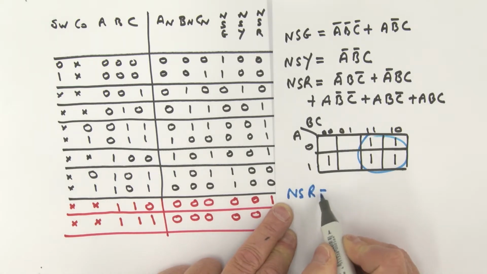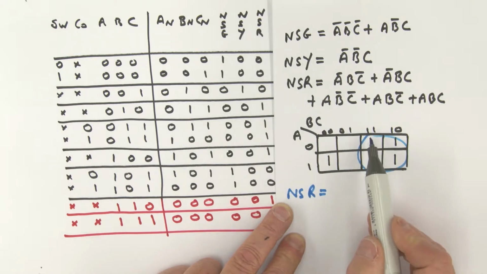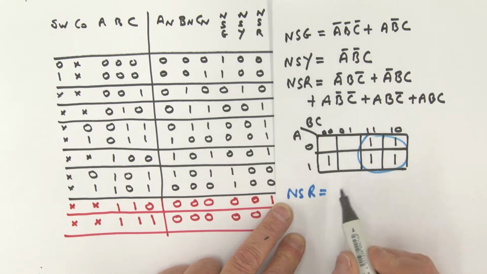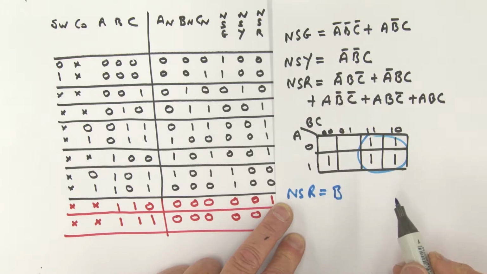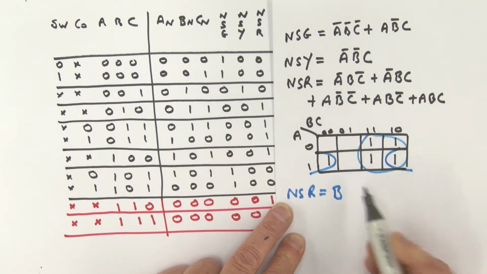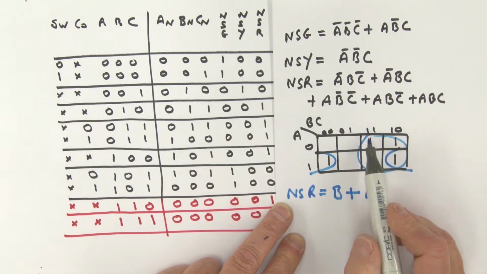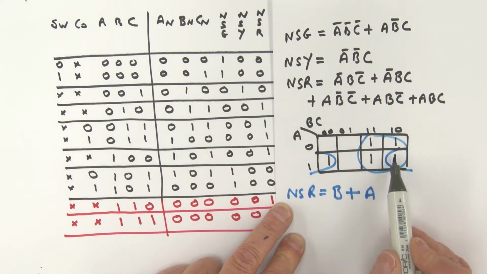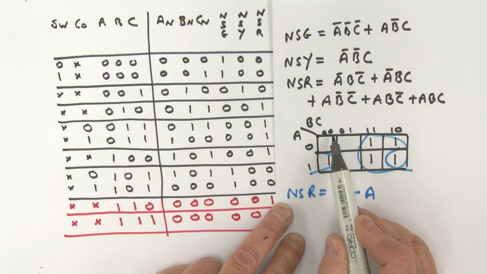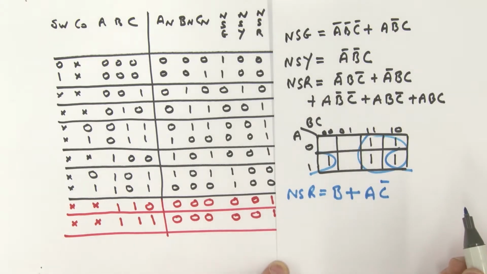So I can write north-south red being equal to, reading this, what do we have? This would just simply be B, wouldn't it? What else? Well, I can grab this one with this one over here, so that's or. Reading this off, that would be A, and what is common as we look from here to here? We see a C bar. So that is C bar.